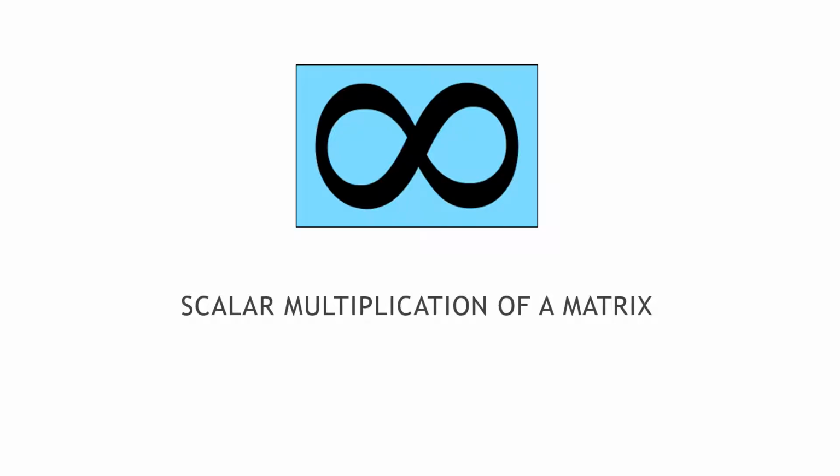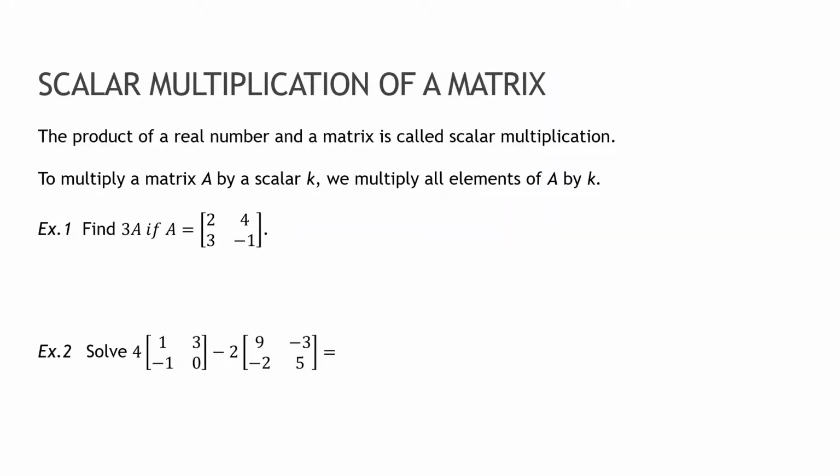Now let's take a look at scalar multiplication of a matrix, which is actually pretty straightforward. Scalar multiplication of a matrix essentially tells us to take some number and multiply it by everything in the matrix. So for instance, if I have matrix A and they tell me to find 3A, all I'm going to do is take each element inside my original matrix A and multiply it by 3. So 2 times 3 is 6, 4 times 3 is 12, 3 times 3 is 9, negative 1 times 3 is negative 3. Easy as that.